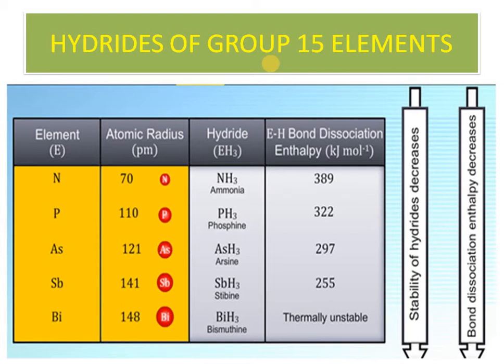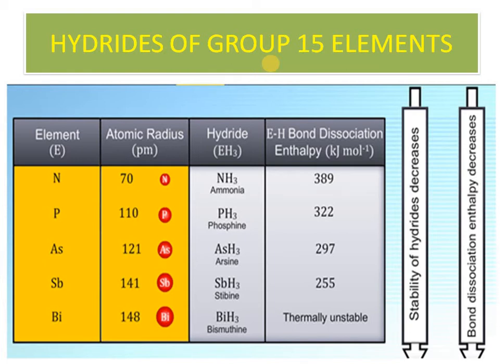So now the point is, what about the size? You know, down the group from nitrogen, phosphorus, the atomic size increases. It means the bond length of the nitrogen-hydrogen bond will be less as compared to the bismuth-hydrogen bond. If bond length is large, it will be easy to break. So therefore bond dissociation energy down the group will decrease. Therefore it is not stable. Which is not stable? Bismuthine is unstable and ammonia will be more stable.